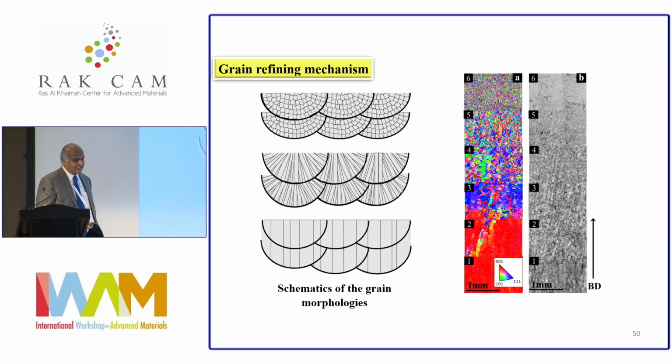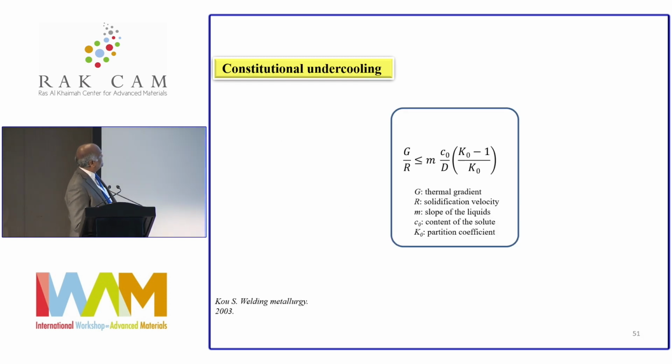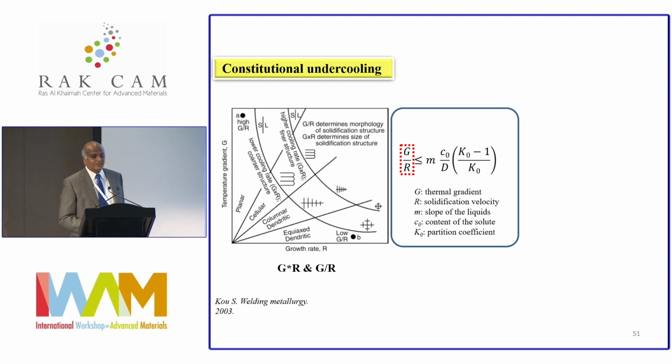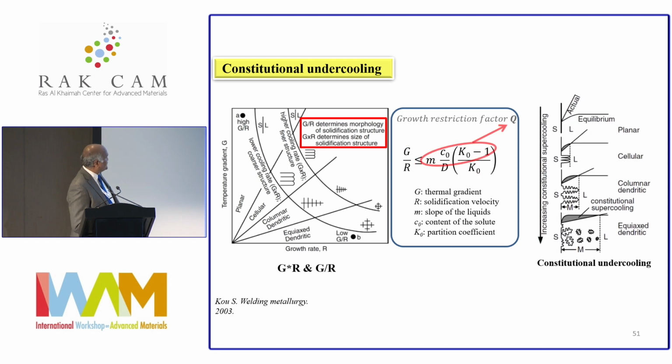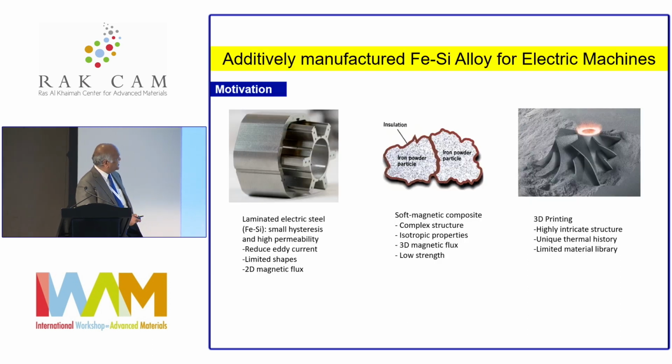And my time is really up. The reason this happens is because of constitutional undercooling, something that you can actually learn from phase diagrams. And I will skip this part. In fact, when we look at this constitutional undercooling and the growth restriction factor, you can see that they are fairly well correlated with the grain size. All right, I have 3 minutes. So what I will do is skip.